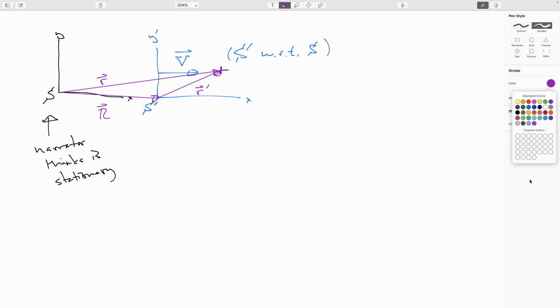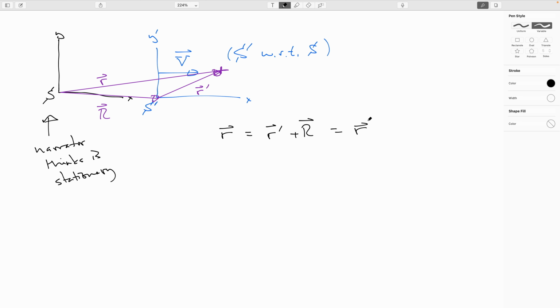So following just like we've done before, we can see that by the tail to head rule, if I add r prime and big R, I get little r. So that's going to be our starting point. The position that S measures will be the position that S prime measures plus the position that S measures for S prime. Well, if we're moving at some constant velocity V with respect to S, that's going to work out to be plus the velocity of S prime with respect to S times the elapsed time.